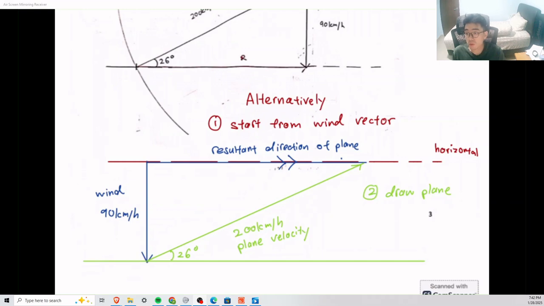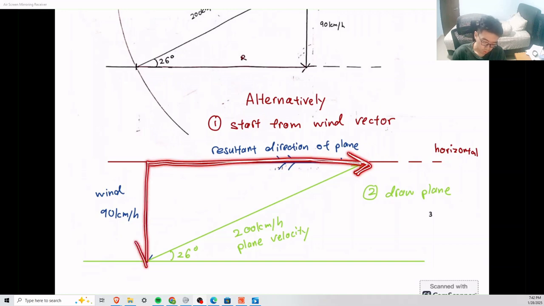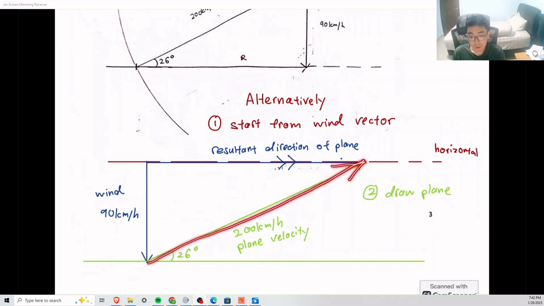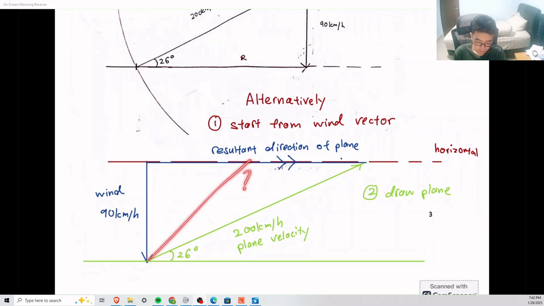In this case what you're doing, you have your resultant velocity, you have your airspeed. You do your airspeed first, and then what do you have? You have your plane velocity, from here, because you have this. Then after that you use your ruler, here cannot, here 10 cm, nice one. Then you can find.